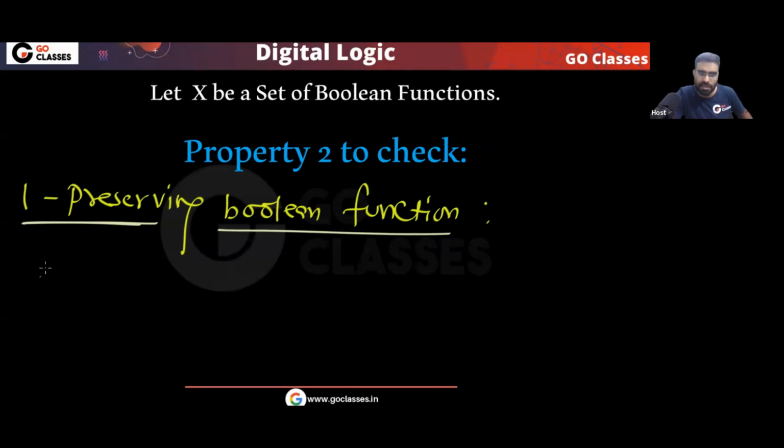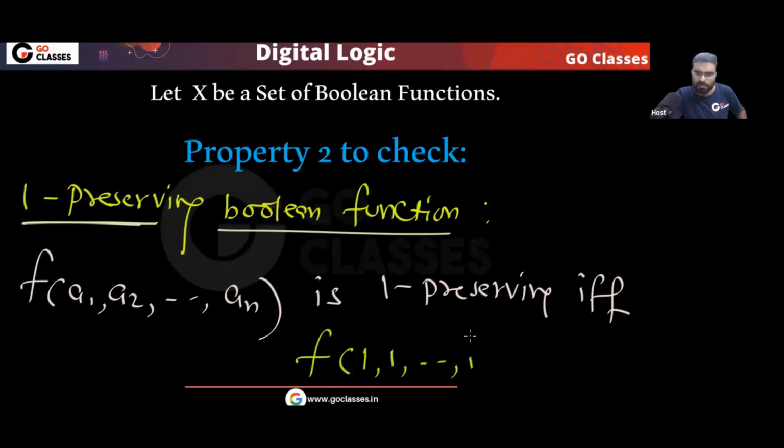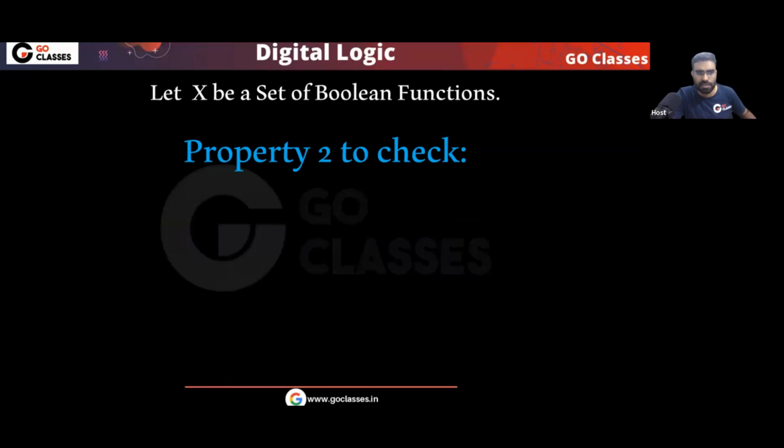Very simple. Let's assume this is your function. Now when can I say this function is one preserving? This function is one preserving if and only if you replace all the variables by 1, then the output must be 1. This is the definition. Is this clear? Please tell me yes or no.